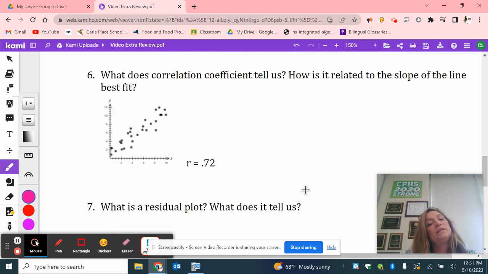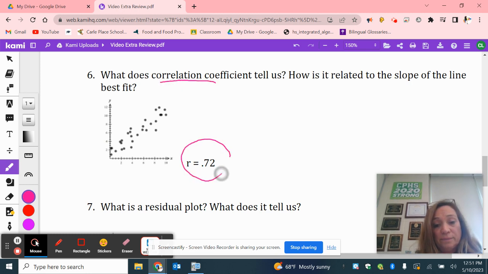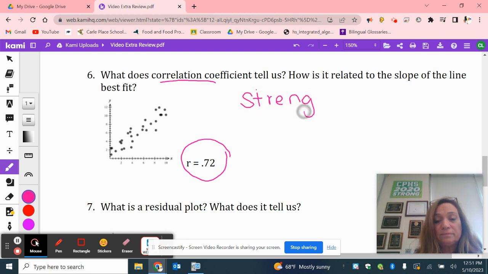Okay. What does the correlation coefficient tell us? Okay, the correlation coefficient, that's the r, and it tells us the strength and direction.